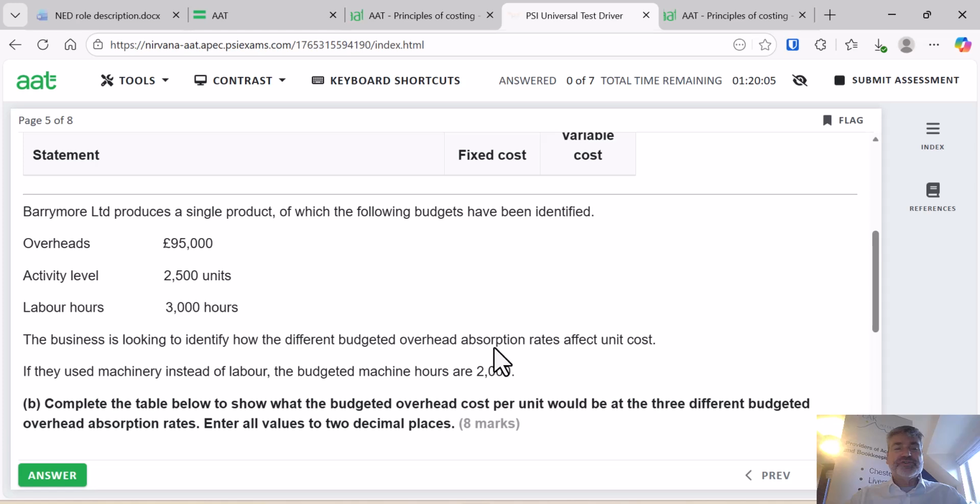Barrymore Limited produces a single product. The following budgets have been identified: £95,000 of production overheads, 2,500 units of product, again, that's a budget figure, and 3,000 budgeted labour hours. To work out our overhead absorption rates, we work them out in advance. We base them on our budgeted figures. After all, we need that costing in advance to be able to work out things like the price to charge to our customers.